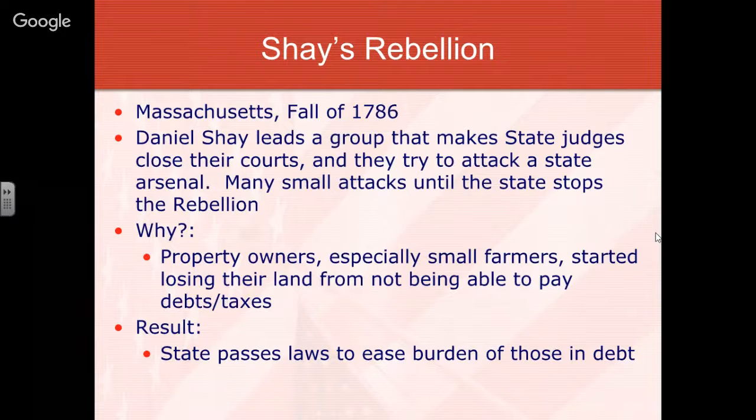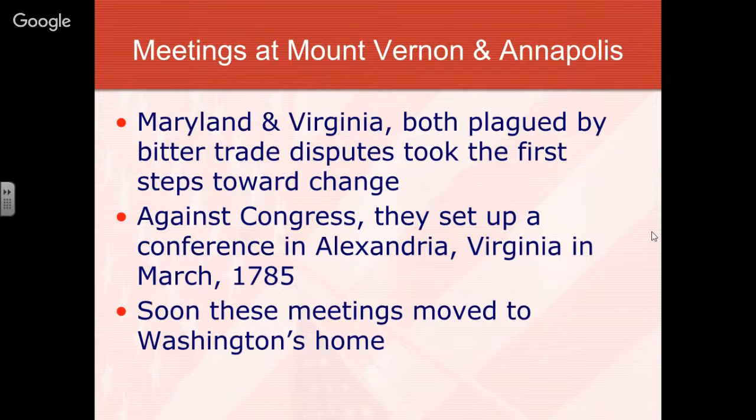Shays' Rebellion takes place in Massachusetts in the fall of 1786 when Daniel Shays, a farmer, leads a group that makes state judges close their courts and they try to attack a state arsenal. The reason why these individuals were unhappy was because they were losing their land from not being able to pay their debts and taxes because the state kept changing what their money was actually worth. Ultimately, the state militia steps in and stops the rebellion, but they do recognize that laws need to be passed to ease the burden of those in debt.